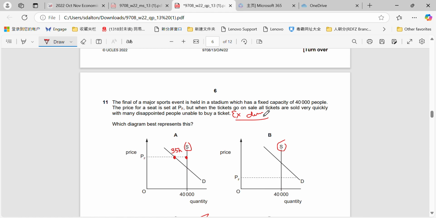The tickets that go on sale are all sold very quickly. So here we can see this would be the equilibrium price, but they charged a lower price, which resulted in, let's say for example here, 55,000 tickets being demanded. All tickets therefore would have been sold very quickly at this price of PF, and there would be left this gap, which is the shortage or the excess demand that we're looking for. Okay, therefore B would have to be the correct answer here.